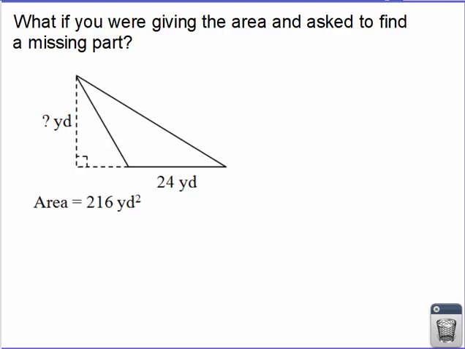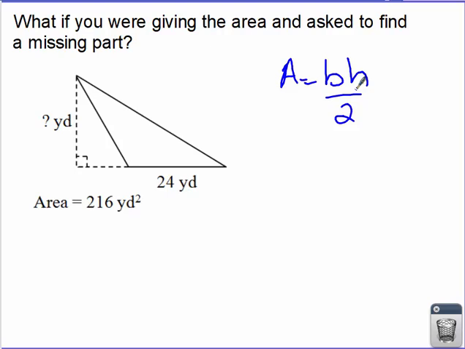It says, what if you were given the area and asked to find one of the missing parts? Well, in this formula for a triangle, that's A is equal to BH over 2. We have 3 variables, 3 things that I can plug in. I can plug in an area, I can plug in a base, and I can plug in a height. Okay, so I can plug in any one of those.